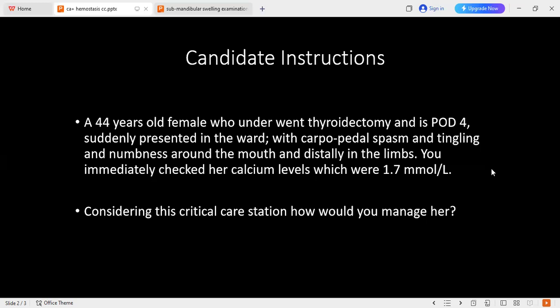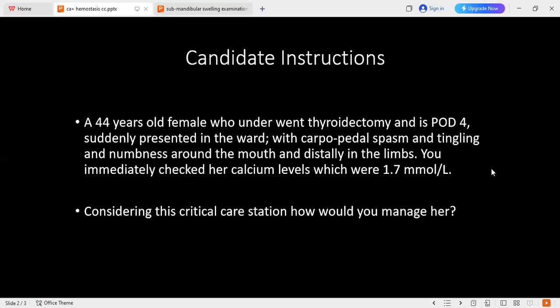The normal level is between 2.13 to 2.6 millimole per liter. How would you comment on this level? The patient has hypocalcemia and is symptomatic. For that, it needs management with 10 ml of 10% calcium gluconate infusion over 10 minutes under ECG monitoring.